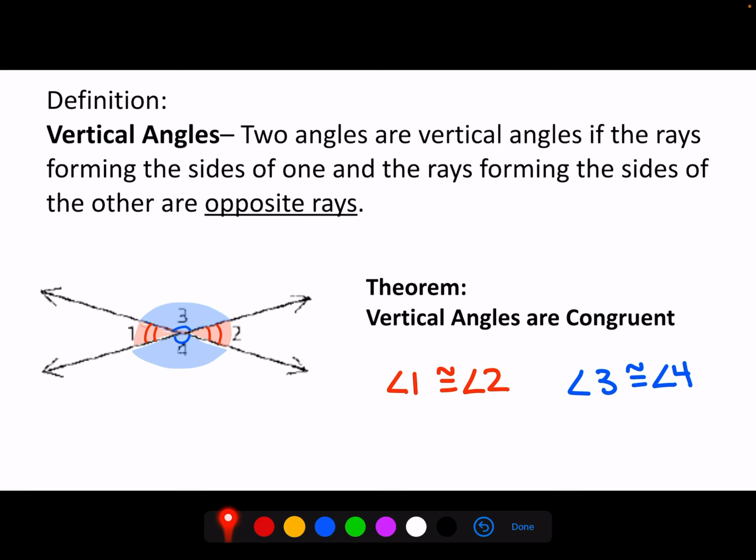So angle 1 and angle 2 are vertical angles. And vertical angles are always congruent, no matter what. So angle 1 and angle 2 are congruent. Angle 3 and angle 4 are also congruent. So that's how you can determine if you have vertical angles. Anytime that you see two lines intersect, vertical angles are formed.